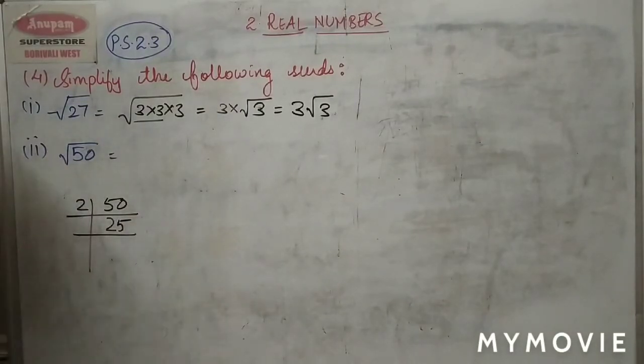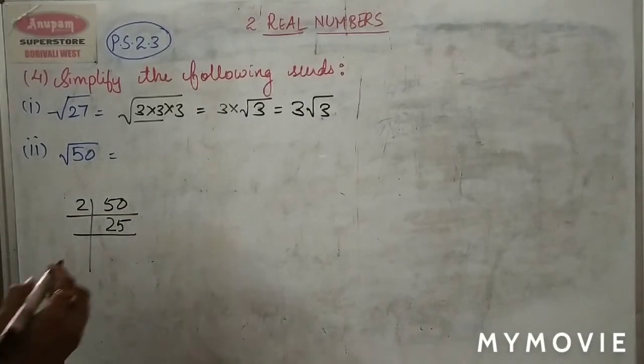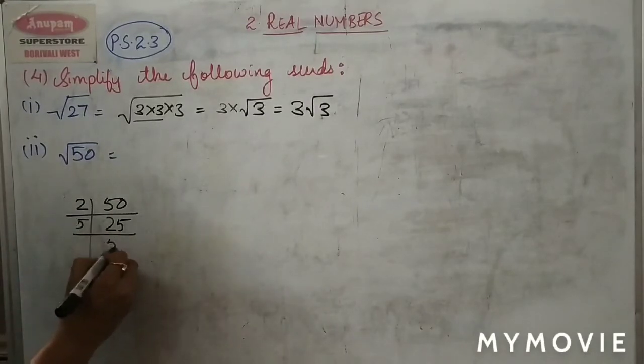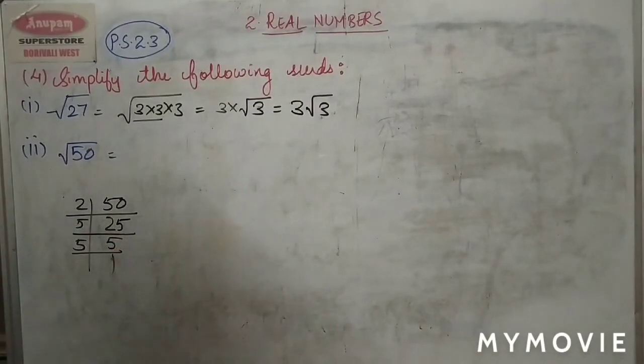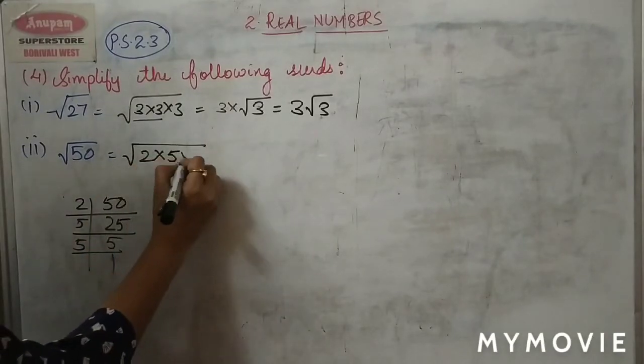Now 25 is not divisible by 2. So after 2 comes 3. But this is not even divisible by 3. The next prime number is 5. So this is divisible by 5. So 5 5s are 25 and 5 1s are 1. So root of 50 can be written as 2 into 5 into 5.